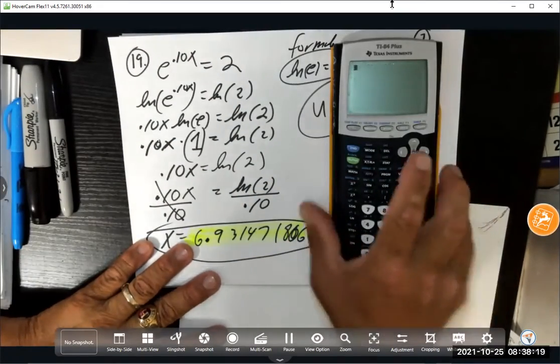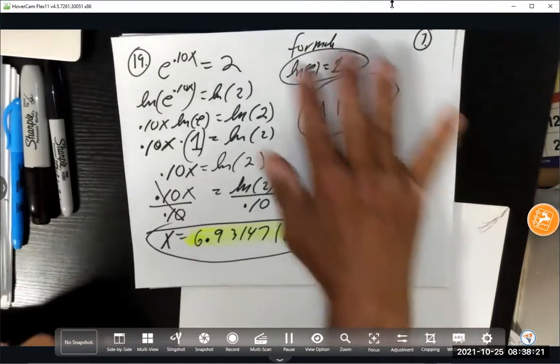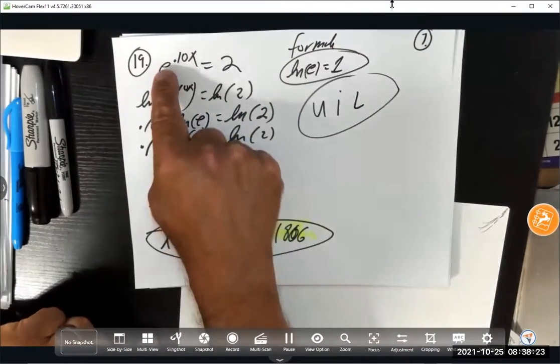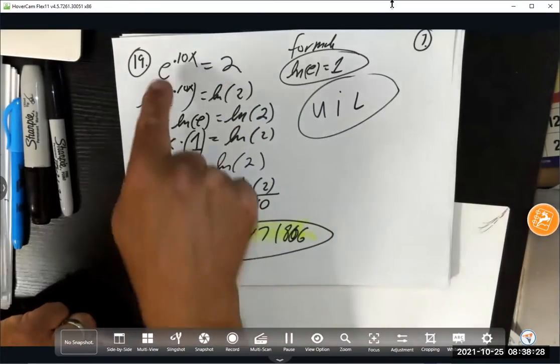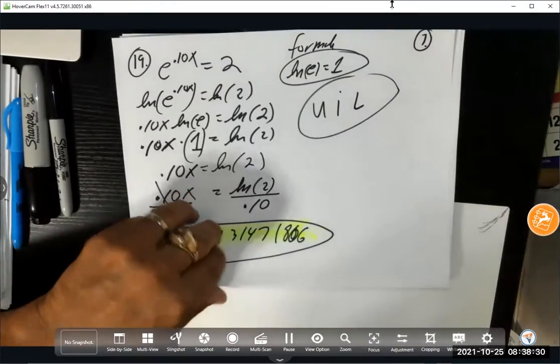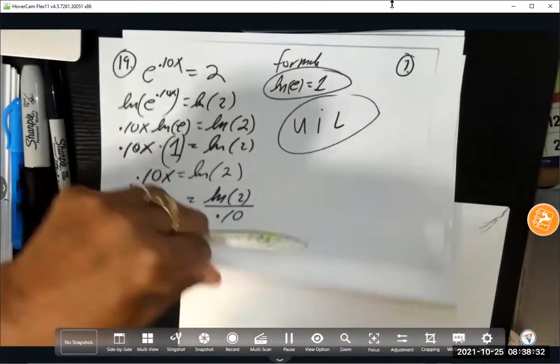Okay. So now, everybody okay with this problem right here, right? e to the 0.10. Yes. Oh, I wasn't done. I had to do more steps to get there. Now, I'm going to do one more thing. I'm going to make it a little bit more complicated, not too much.